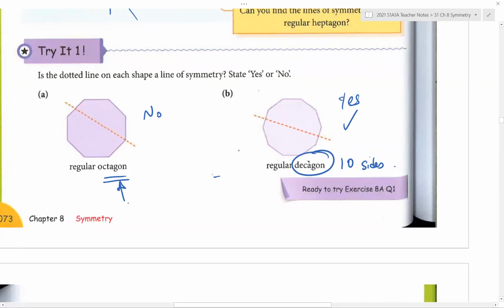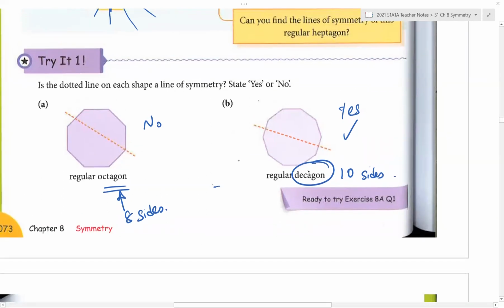What does the word "oct" remind you of? Yeah, octopus, right? Octopus, how many legs? Octopus, 8 legs. What does the word deca remind you of? December. Okay, actually quite interesting that you think that it is related to December.